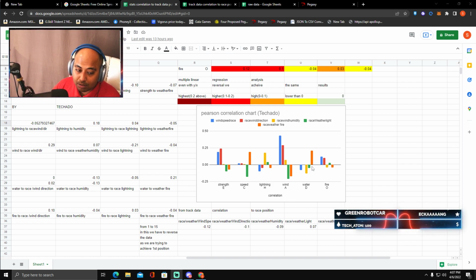And water, you will see, has got a little bit of correlation. And again, fire, you will see that has got a good correlation. So just by observing this chart, you will see that for wind race and wind direction, the three important stats are strength, wind, and fire. That will be all from the channel because it's 12 minutes.